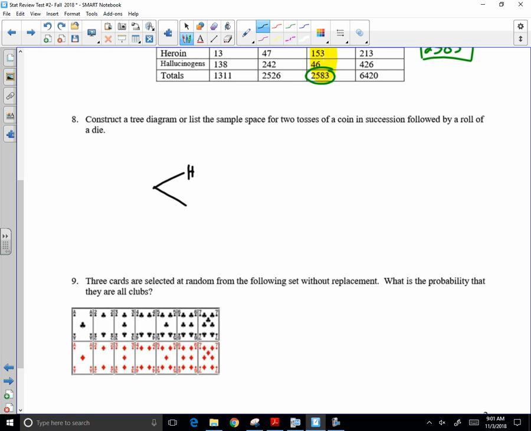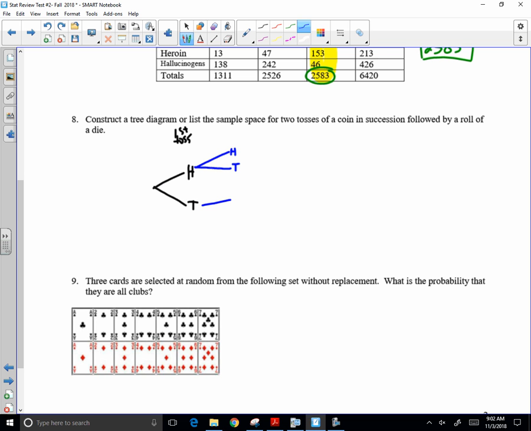Heads or tails, that's my first toss of the coin. You don't have to label it, I'm just doing this for instructional purposes. When I get my first heads, in my second toss I can get a heads, giving as a result heads and heads. Or I could get a tails, therefore giving me heads and tails.